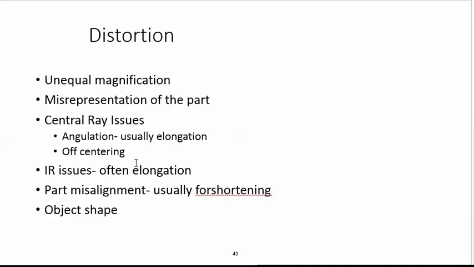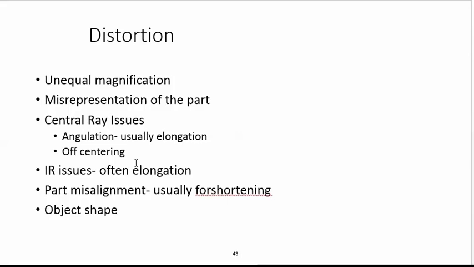So if you off-center from the anatomy of interest, that anatomy is going to be distorted because what you're utilizing is an angulation on your central ray. So central ray issues usually cause elongation. Image receptor issues do as well. So if you have a tilted image receptor, then what you have in a lot of cases is an appearance that looks like you've got an angulation in the central ray.